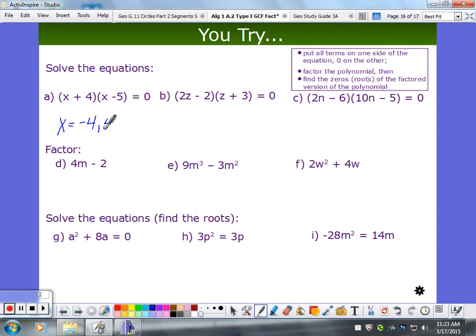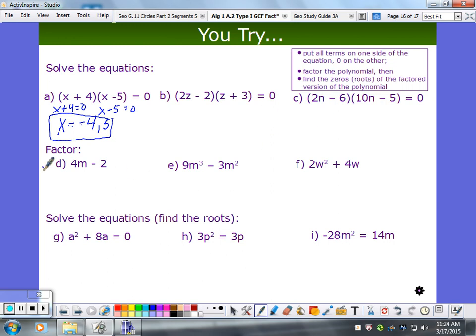X equals 5. How'd you get that? If something times something is 0, either this was 0 or this was 0. When does x plus 4 equal 0? When x is negative 4. When does x minus 5 equal 0? When x is 5. Right? So these are already factored. You don't have to factor it. So you're going to find the solutions.